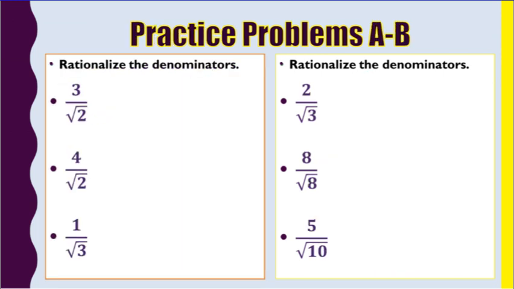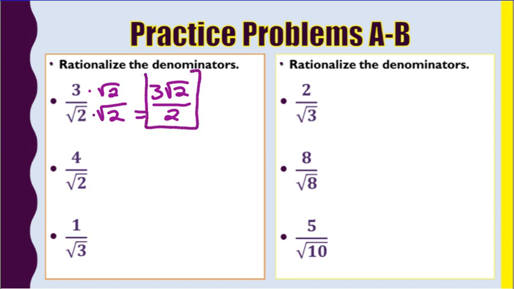Next example is rationalize the denominators here. So multiply this by the square root of 2. Square root of 2 times square root of 2 is 2. Multiply by the square root of 2 in the numerator. You get 3 square root of 2. Check to see if we can simplify. We cannot, so this would be our answer.